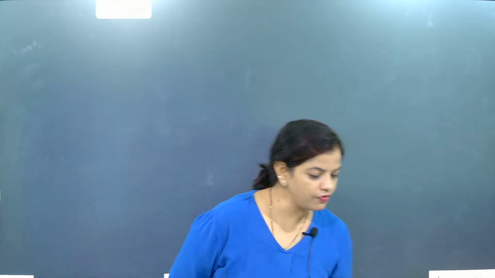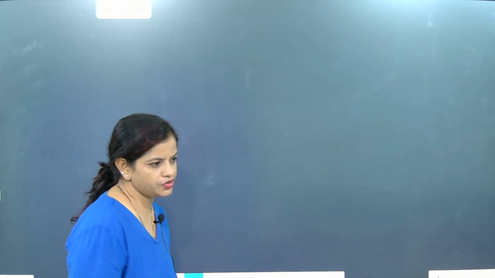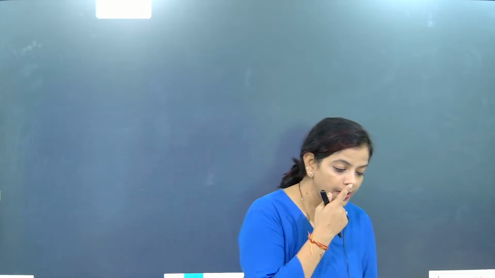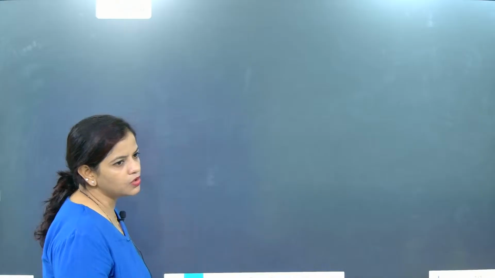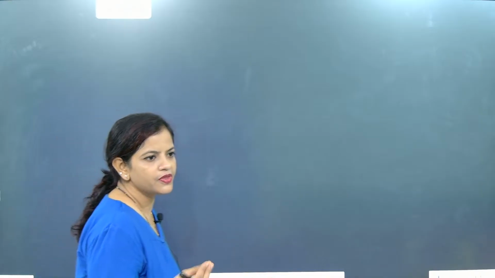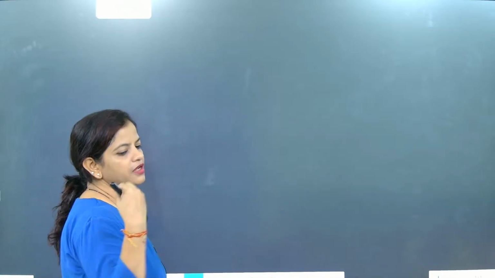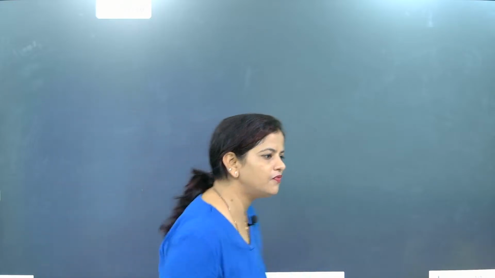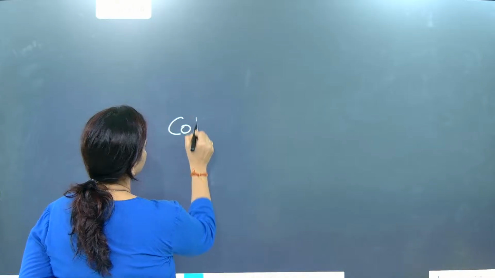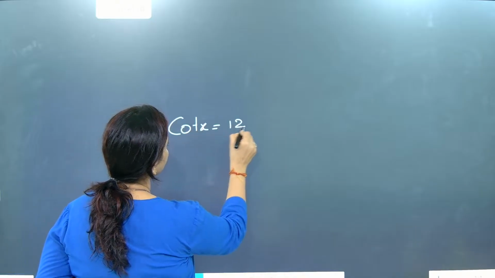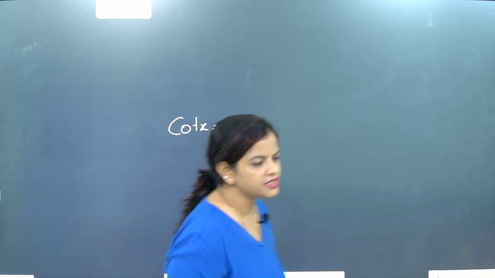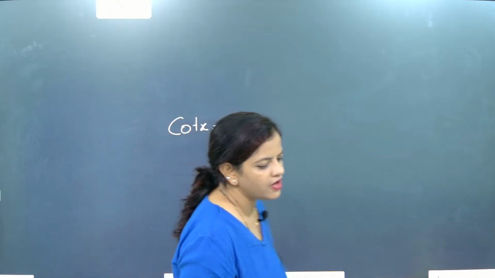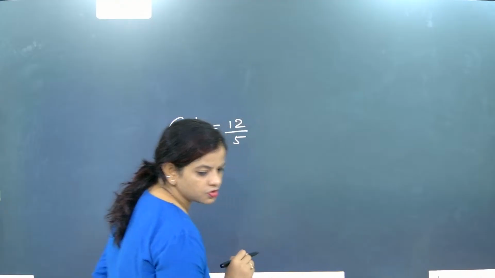So we will be going for the value of trigonometric ratios. How to find the values of trigonometric ratios. So formulas are there. Now if somebody gives you, there are 2 contents from where the questions are coming. The first content is if somebody gives you cot x. Note down, cot x is equal to 12 by 5, and they will tell you it is in the third quadrant.